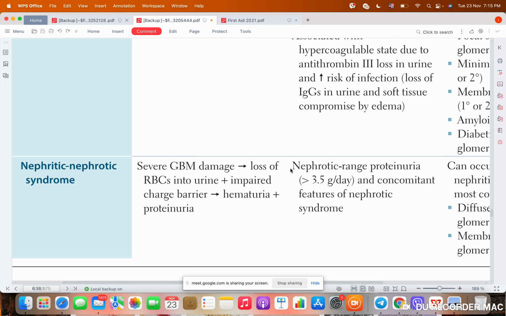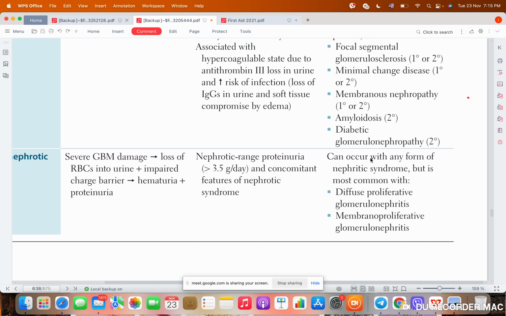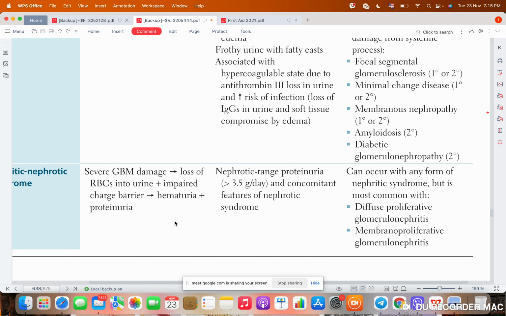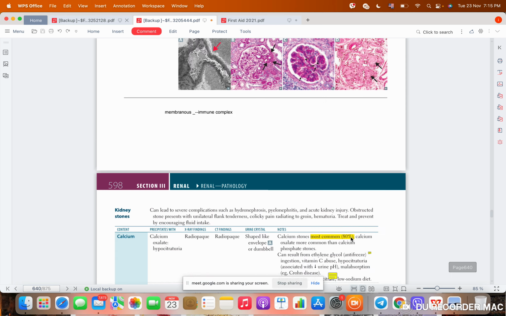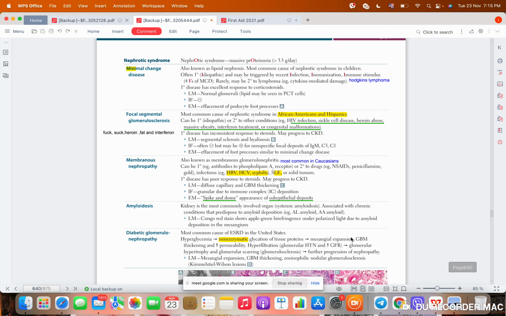In nephritic syndrome, they have the blood. In nephrotic syndrome, they have the huge amount of proteins. So they have both symptoms. It can occur with any form of nephritic syndrome. As I said, the itic can become otic, but the otic cannot become itic. So nephritic syndrome can become nephrotic syndrome, but nephrotic syndrome cannot become nephritic syndrome. It's common in the following: diffuse proliferative glomerulonephritis and membranoproliferative glomerulonephritis. Now we are going to explain every single concept about these nephritic and nephrotic syndromes.